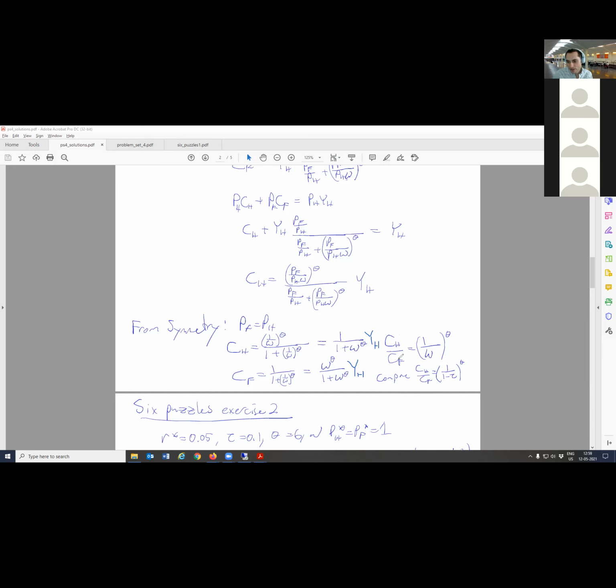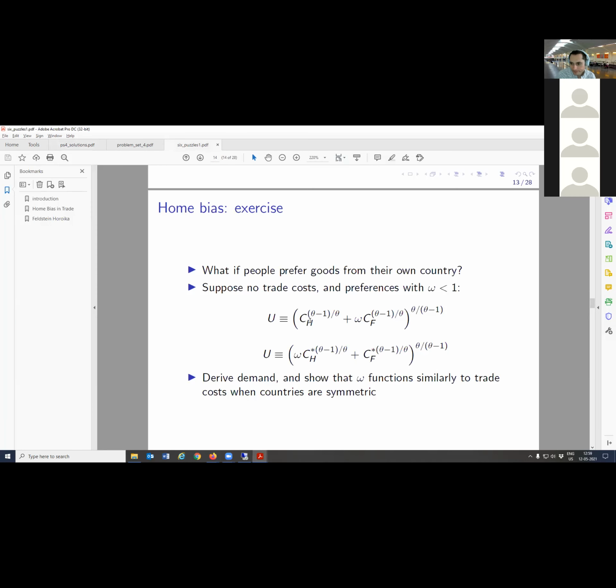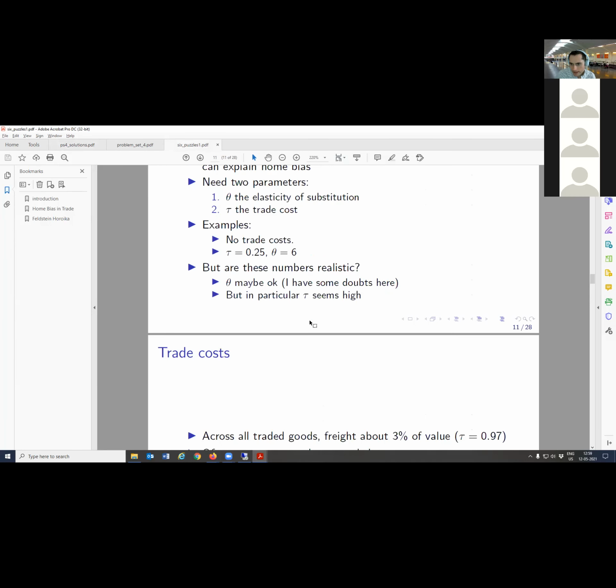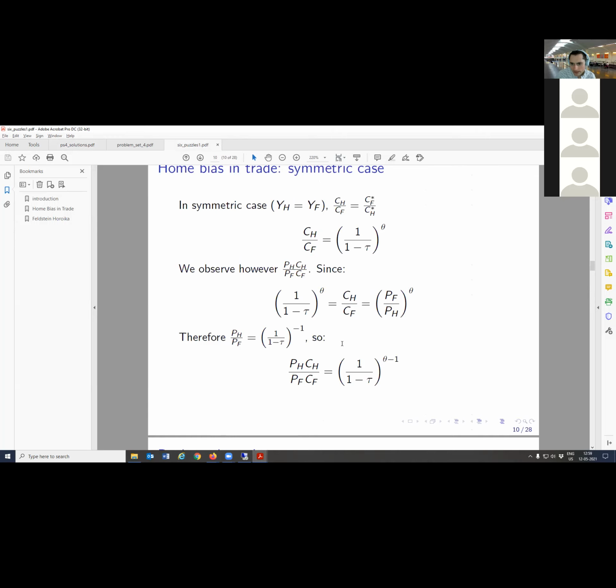And then we're going to divide CH by CF, and we're going to end up with 1 divided by omega to the power theta. That's what I have here. And that's kind of the end of the problem. Why is that? Because if I look at the slides, let me get rid of this thing. If I look at the slides, this is the big expression here, CH divided by CF. Of course, now we've assumed that PH and PF are the same. So CH divided by CF is equal to 1 divided by 1 minus tau to the power theta minus 1.